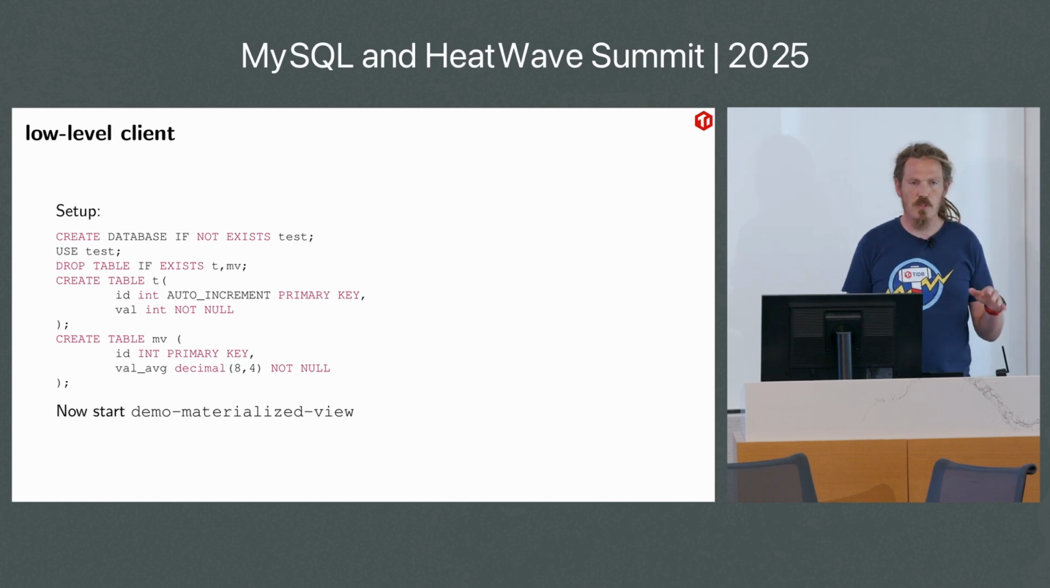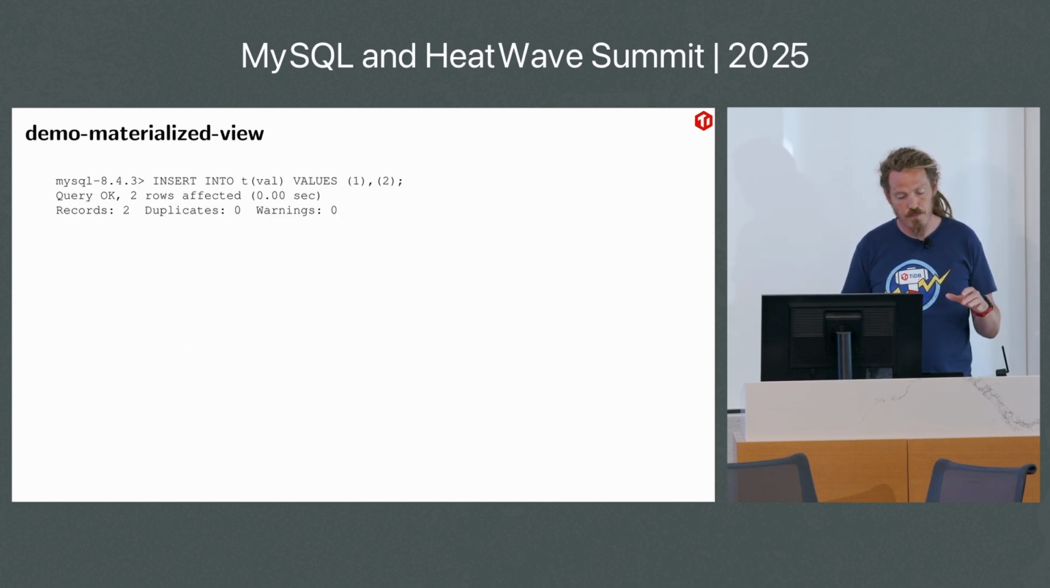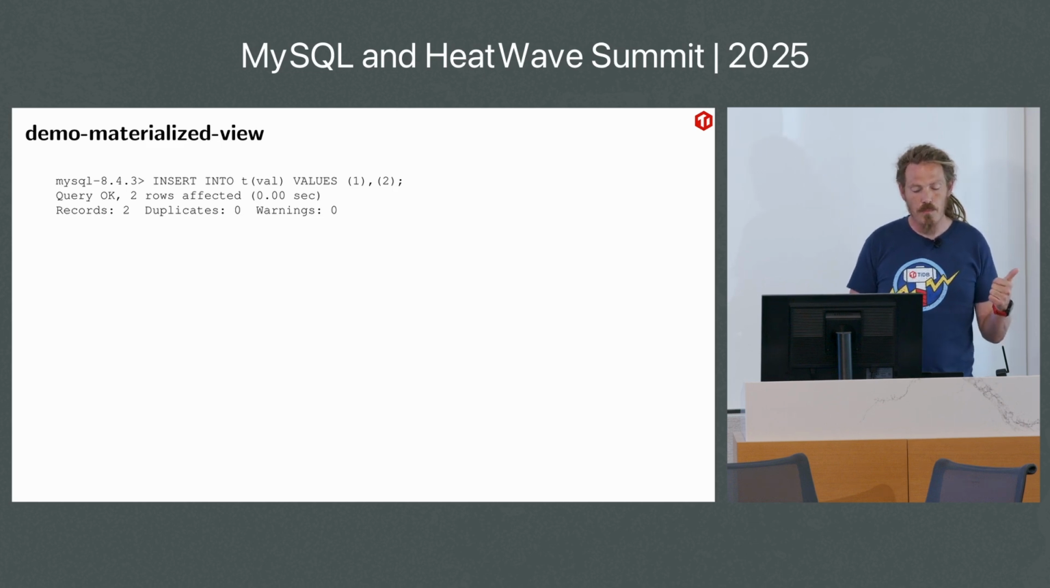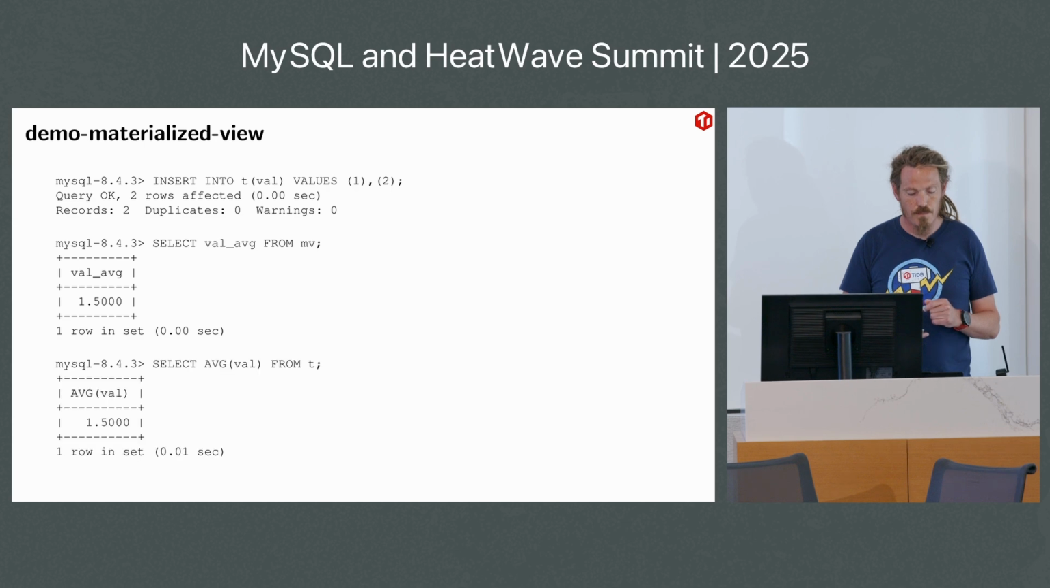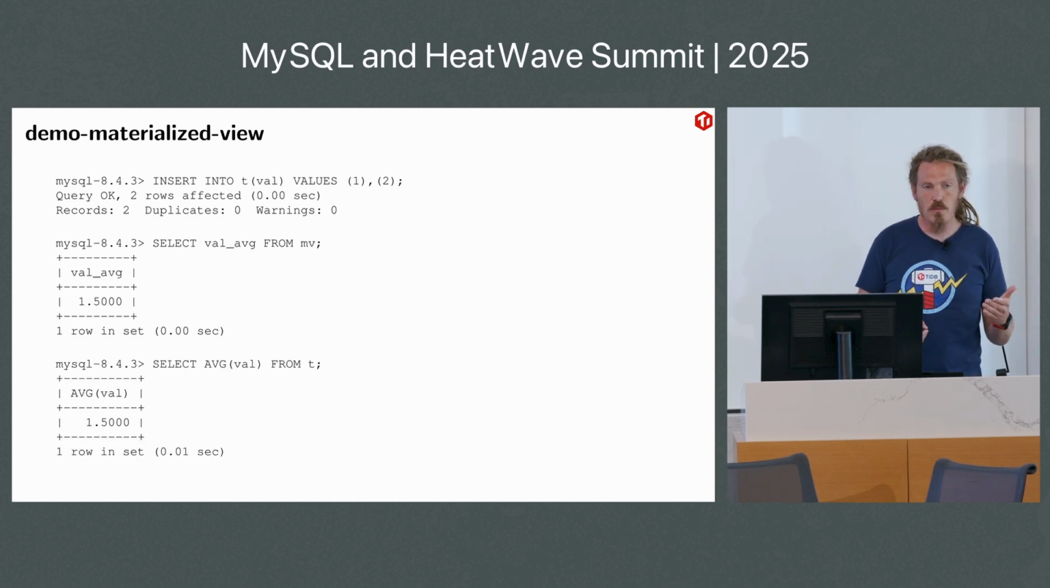So there are basically 2 tables, and there's nothing special about these 2 tables. And we're inserting in the T table the values 1 and 2. But then we are selecting the value average from the MV table. This wasn't any special table, but it does give us a result. That's actually the average of 1 and 2, 1.5. So we can also just use the normal average function in MySQL to get the same result.